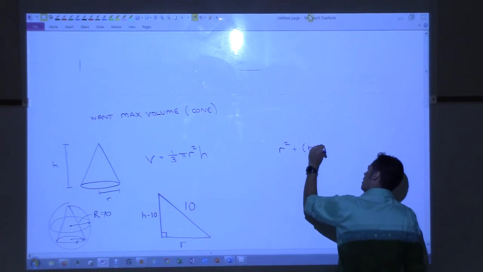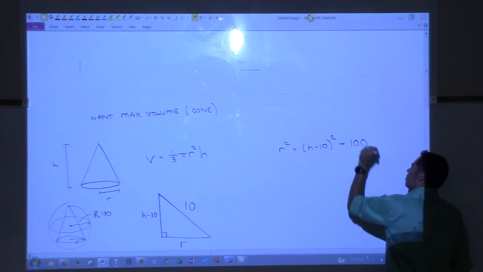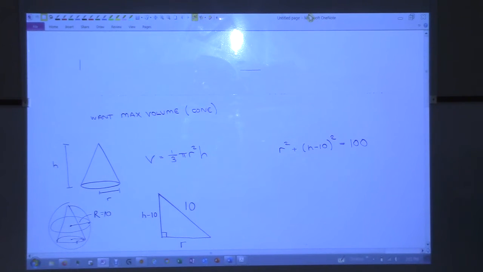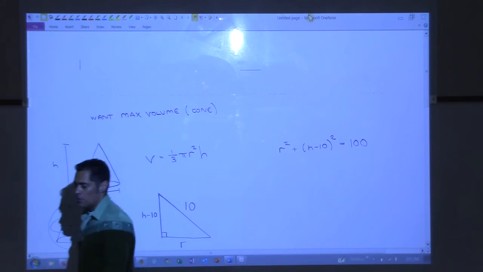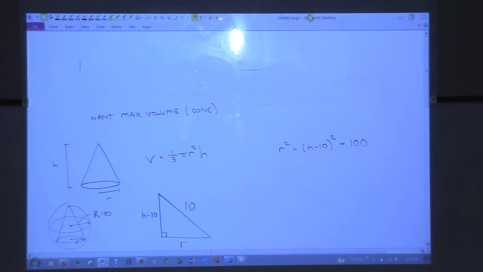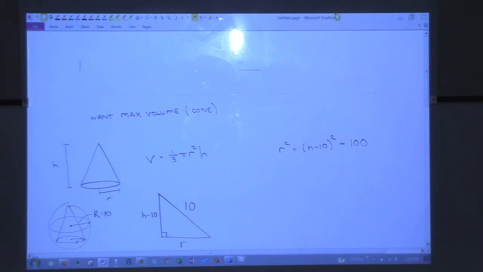plus (h minus 10) squared, be careful, you have to square the whole quantity, equals 10 squared, which is 100. And we have some choices here, all right? We're either going to solve this thing for r, or we're going to solve this thing for h. Do you agree? Do you all have a preference? R and H, two different. Does someone want to give an argument as to why one way might be better than the other?